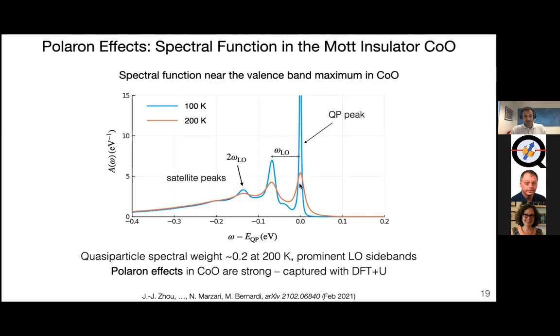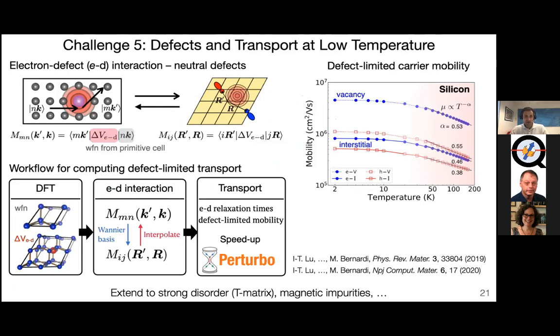Now we can study the spectral function and, for example, see these satellite peaks due to the polar phonons. These polaron effects are entirely driven by the Fröhlich coupling, and so they will be completely missing in just plain DFT. And so this tool is essentially a first step toward being able to describe correlated oxides, and we hope that we'll use it broadly in the coming years.